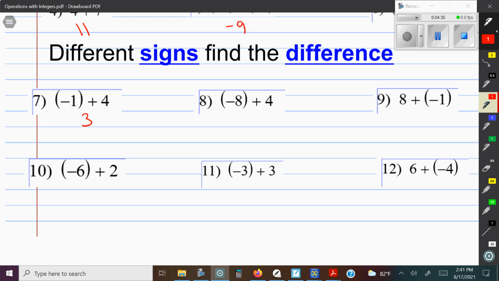All right, on this next one, negative 8 and positive 4. Different signs, find the difference. So we're going to do 8 minus 4, and 8 minus 4 is 4. And since the 8 is bigger, we're going to make it negative. All right, number 9. Different signs, find the difference. 8 minus 1 is going to be 7. And I'm going to pause right here. You can pause the video, see if you can do 10, 11, and 12 on your own.